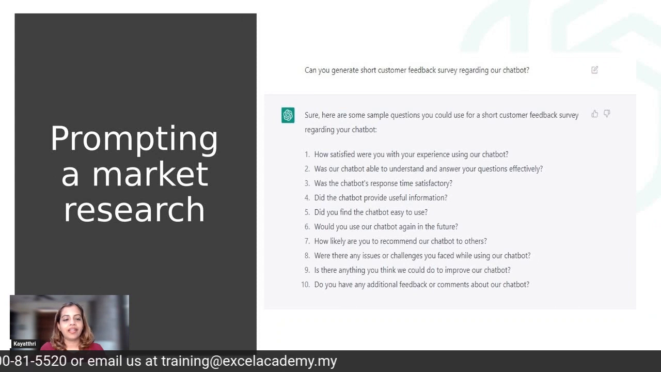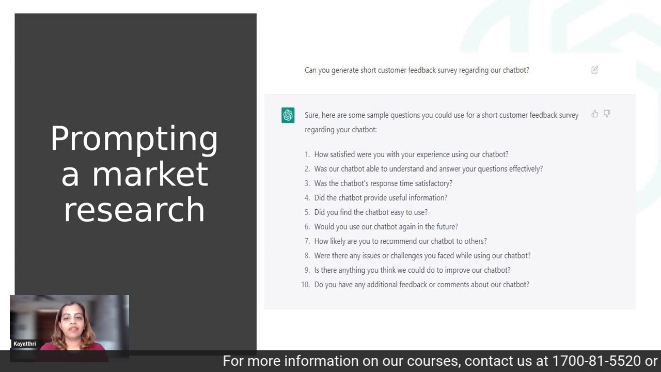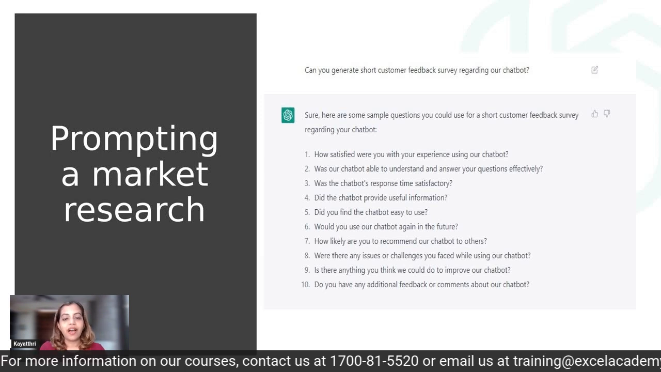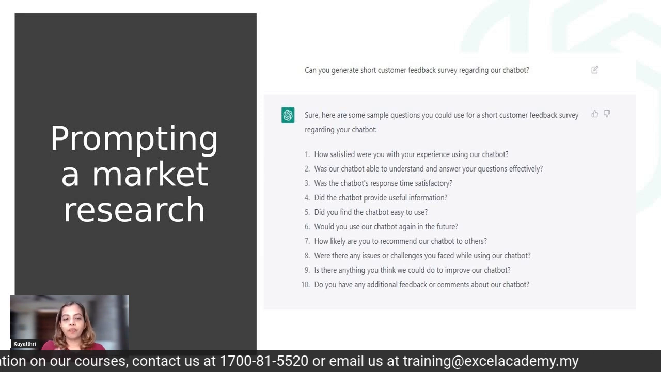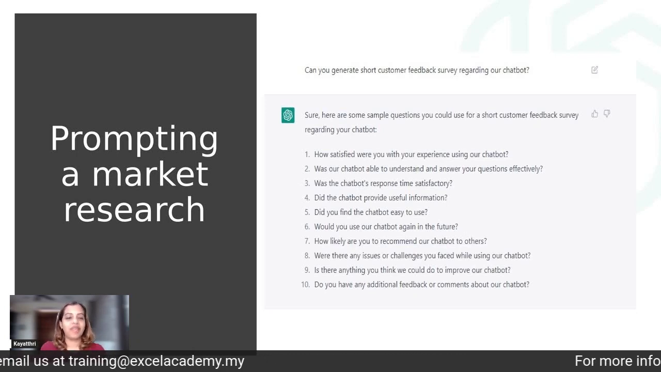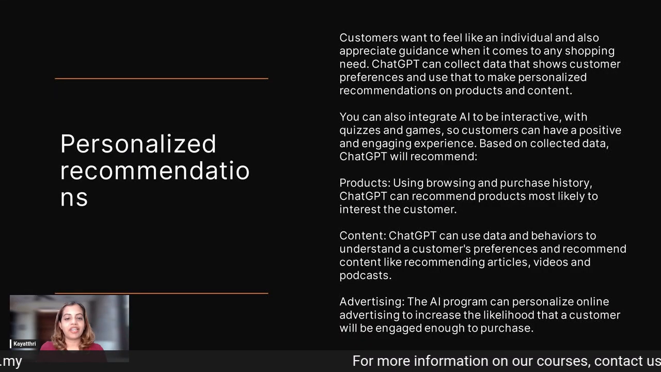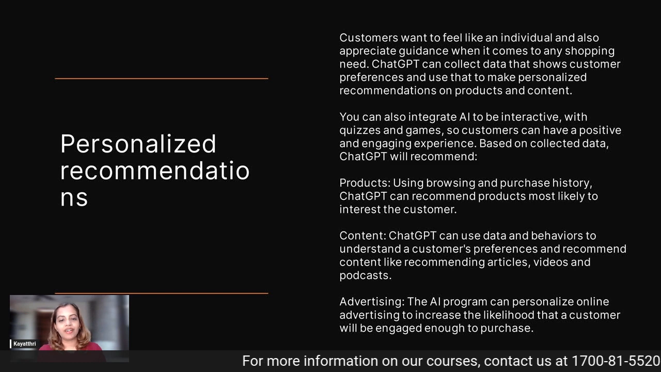This is a way you can prompt for market research. For example, you can tell it to generate a short customer feedback survey related to our chatbot. So you already have all these questions. I can even prompt it to put them on a Likert scale, for example 1 to 5, and it will also give me that kind of answer.